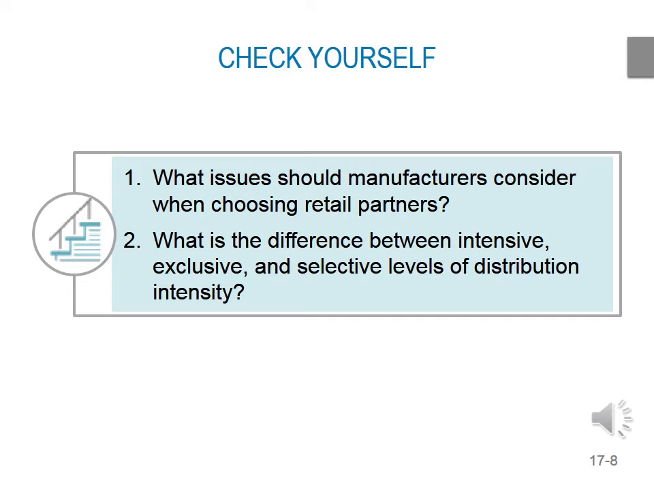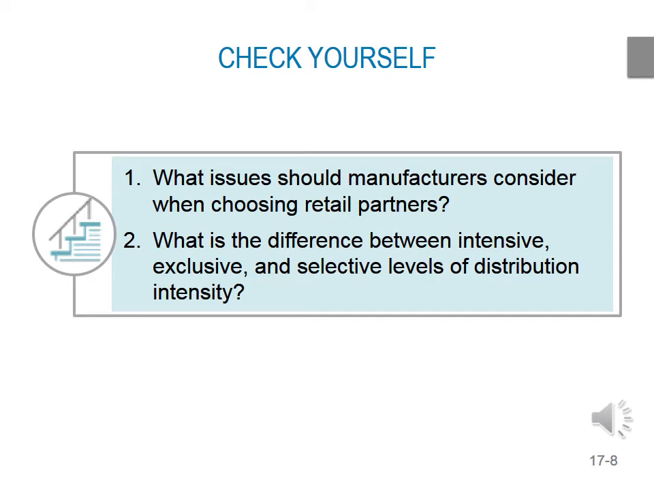This brings us to another assessment, students. What issues should manufacturers consider when choosing retail partners? When choosing retail partners, manufacturers must look at the basic channel structure, where their target customers expect to find the products, channel member characteristics, and distribution intensity. That makes me ask, what is the difference between intensive, exclusive, and selective levels of distribution intensity?